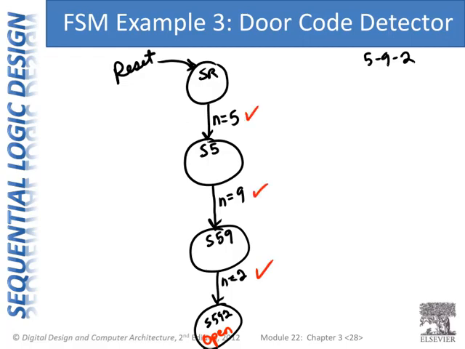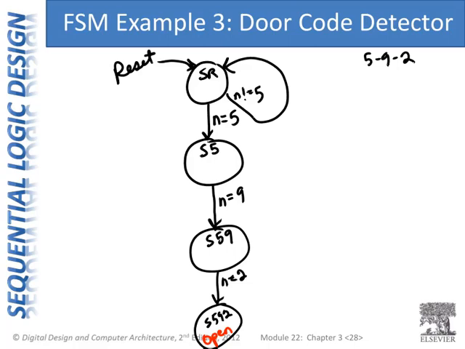And now we can write all the exceptional cases. So what happens when we don't get that sequence? If we just leave it as is, what happens if we're in the SR state and we get something other than 5? So N is not equal to 5, it's something else. Where should we go? At that point we haven't detected any part of our sequence, so we'll go back to the reset state.